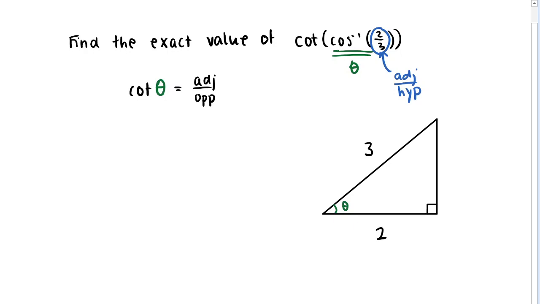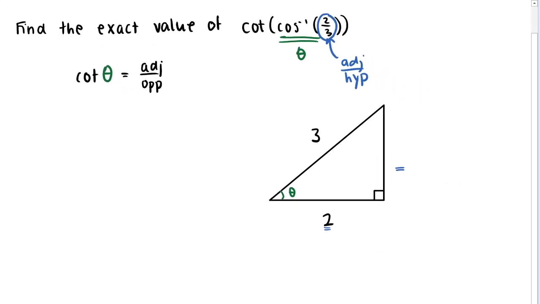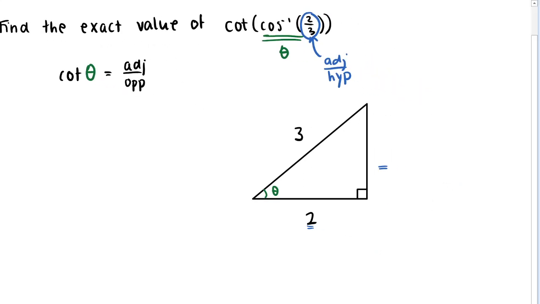And so we need to figure out, well, we have the adjacent side, that's great, but we need the opposite side now. If we can find the opposite side, we can find this ratio, and we would have exactly the value of this expression here. And so what's this missing side length? If I label it b, well then I know that 2 squared plus b squared is equal to 3 squared, right? Just the Pythagorean theorem here, and we have 4 plus b squared is equal to 9.